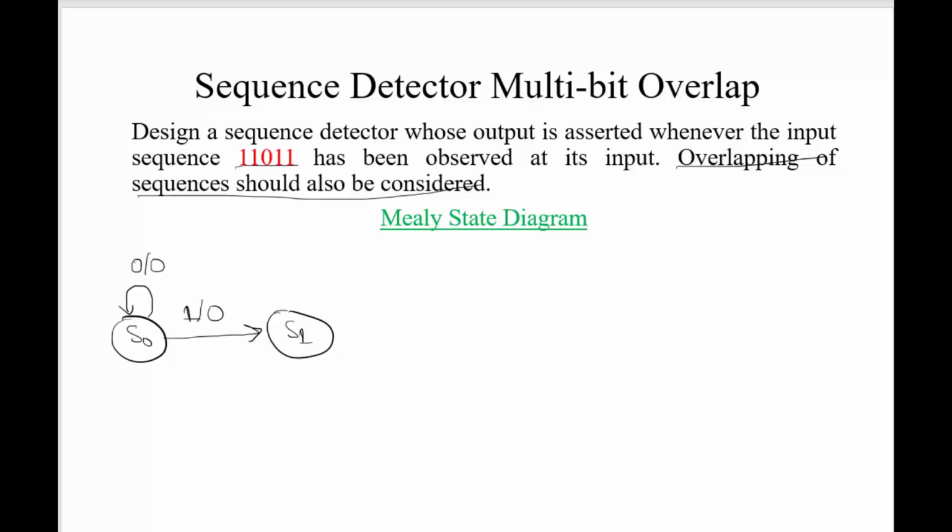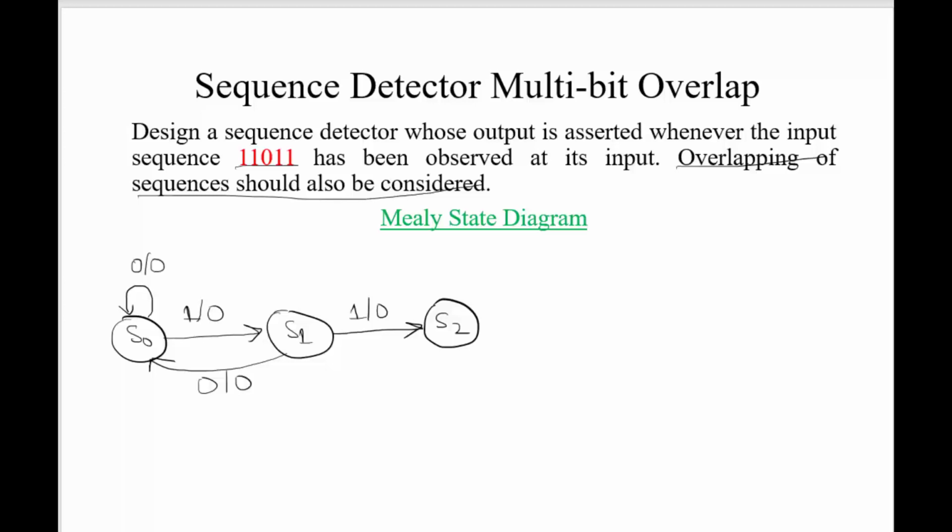If we are on S1 and 0 arrives, then of course we'll have to go back to the reset state because 1 0 is not part of our desired sequence and our output will be low. But of course अगर 1 arrive होता है at S1, then we'll have to create a new state S2 in order to show that the first two ones of our desired sequence have been received.